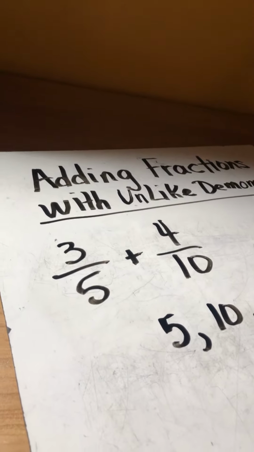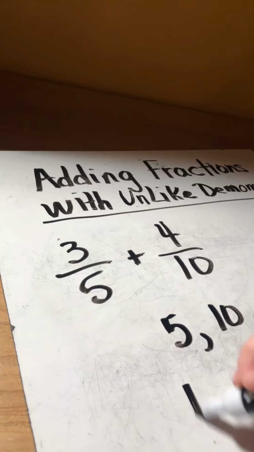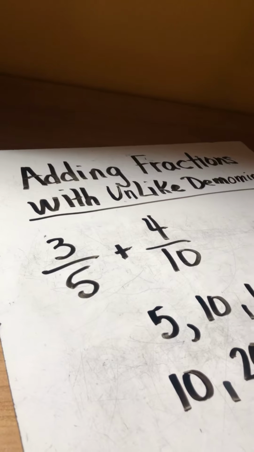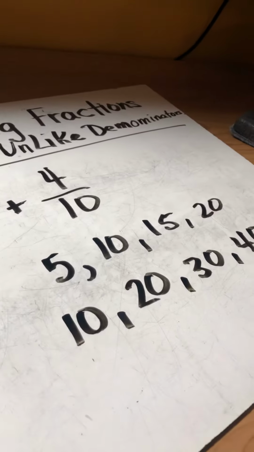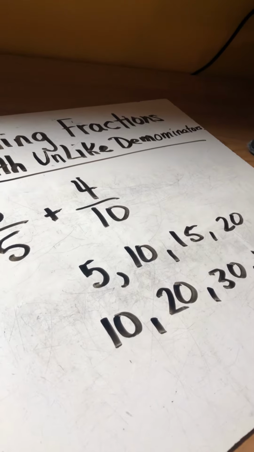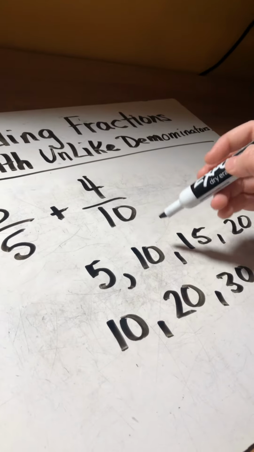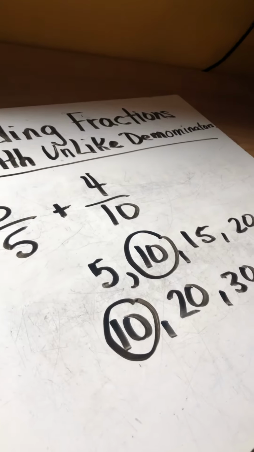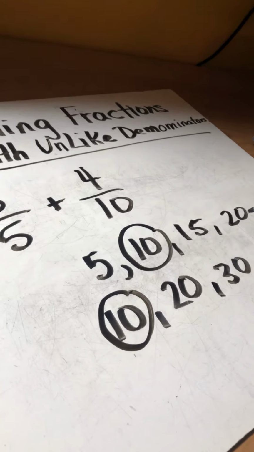Let's take the factors of 10. Let's start at 10: 10, 20, 30, 40. Okay, let's find which factors are the same. We have 5, 10, 15, 20 and 10, 20, 30, 40. I see that 10 and 10 are the same. Remember, we want the least common factor, so it would be 10 and not 20.